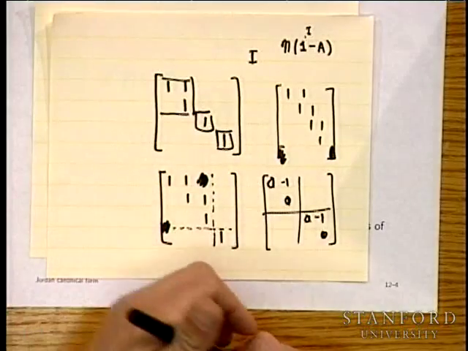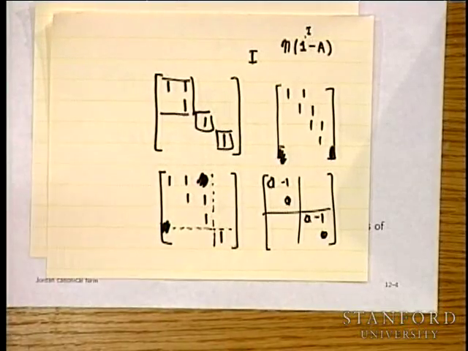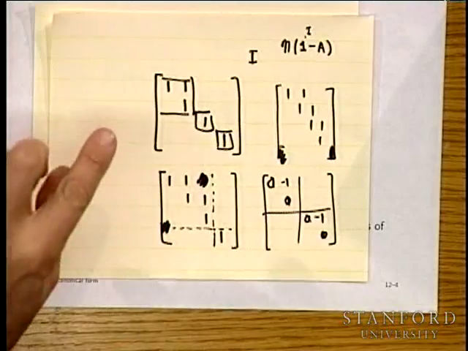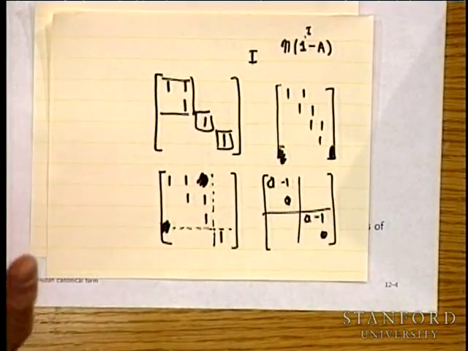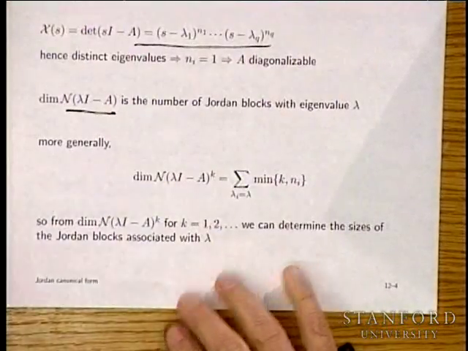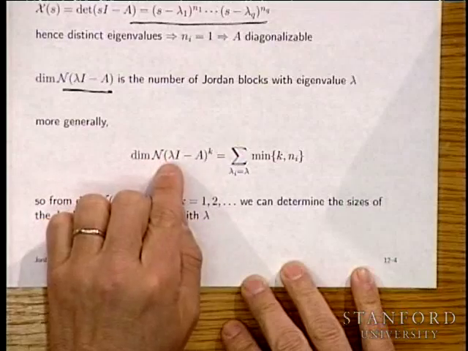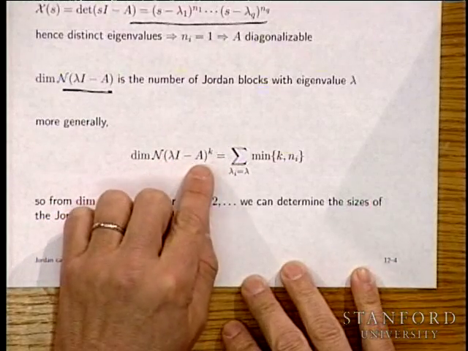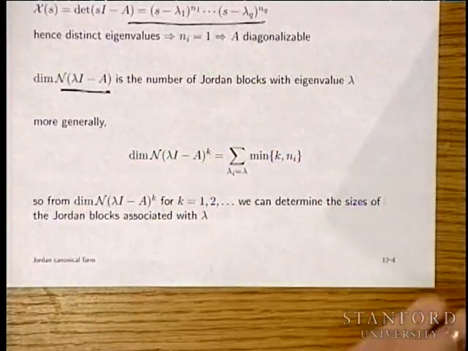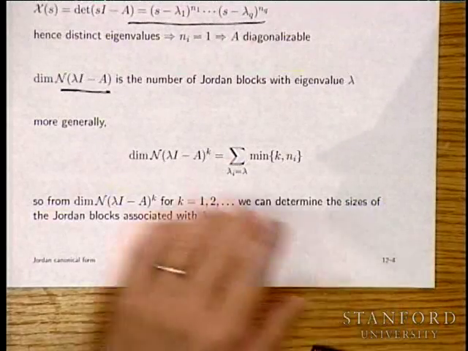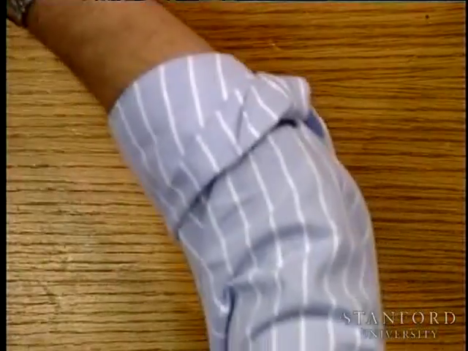So basically, the amount of rank that lambda I minus A drops when lambda is an eigenvalue tells you exactly the number of Jordan blocks. That's not enough, by the way, to give you the full block structure. That comes out of lambda I minus A raised to various powers. I'm not going to go into that, but let me ask a couple of questions here.